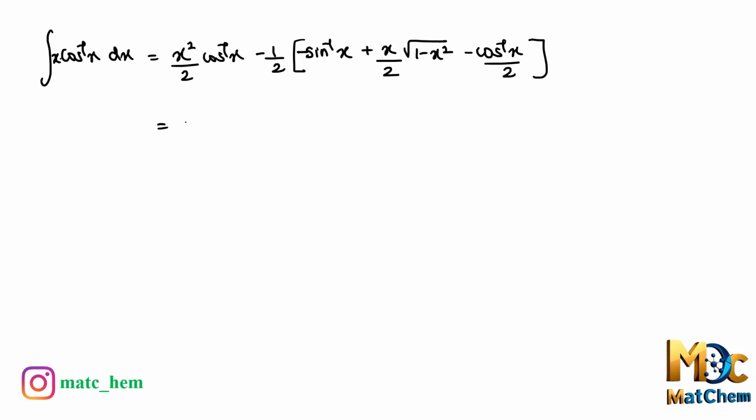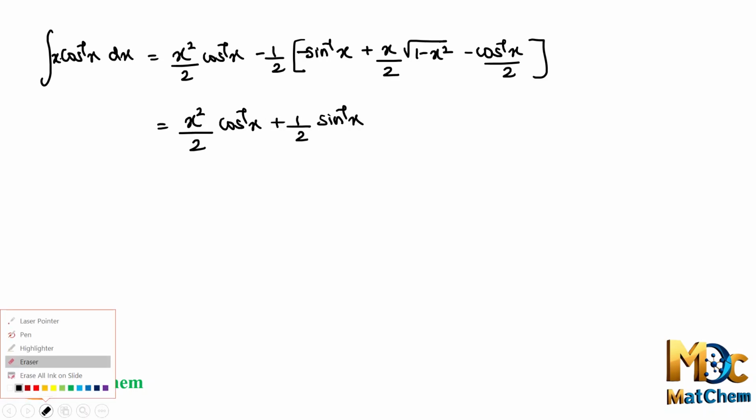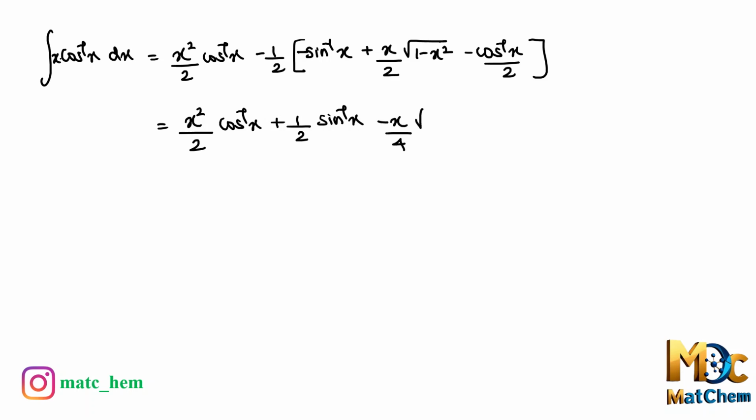When you open up the bracket, you will get x square divided by 2 cos inverse x plus 1 by 2 sin inverse x plus x by 2. So this minus 1 by 2 should be taken outside. When minus 1 by 2 is taken outside, it will become minus x by 4 into the square root of 1 minus x square, minus 1 by 2 minus 1 by 2, that will become plus 1 by 4 cos inverse x plus c.